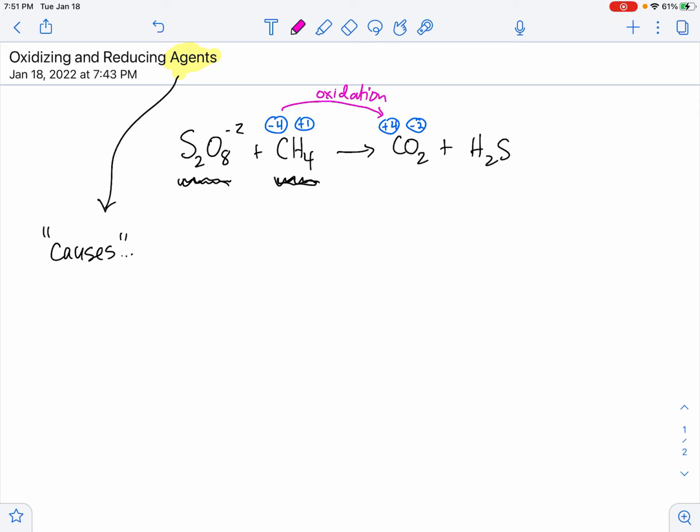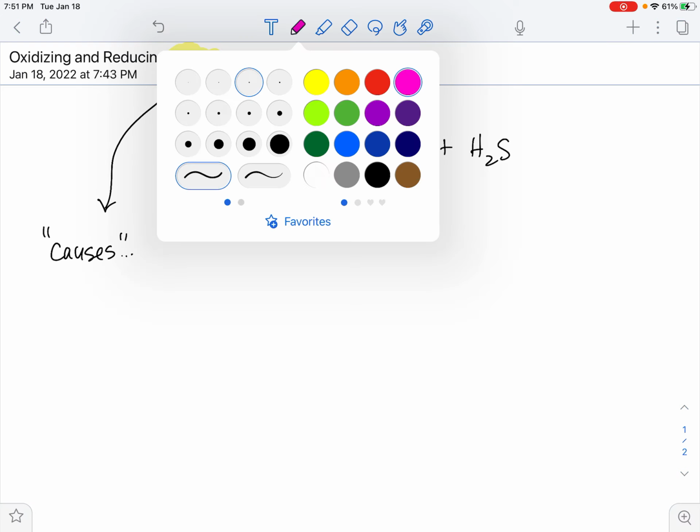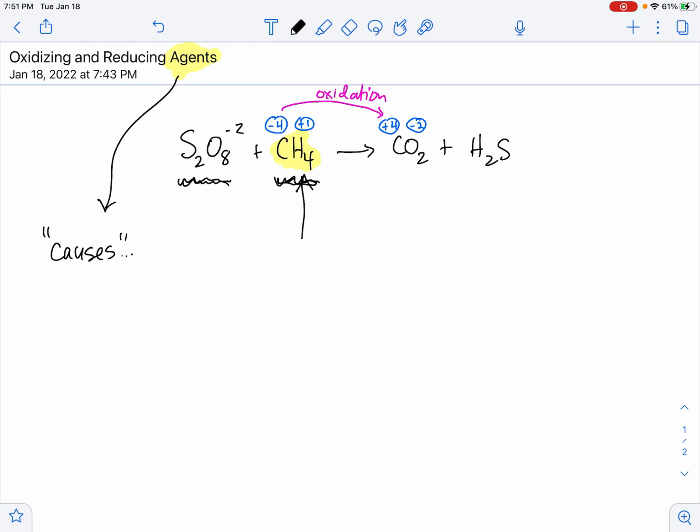The only way you can go up is by losing electrons. That's how that thing went up. So as soon as I establish that the CH4 contained the carbon that oxidized, you now say that that molecule, CH4, and I'll write it out as a sentence, CH4 is, because it oxidized, the reducing agent. The thing that oxidizes is the reducing agent.